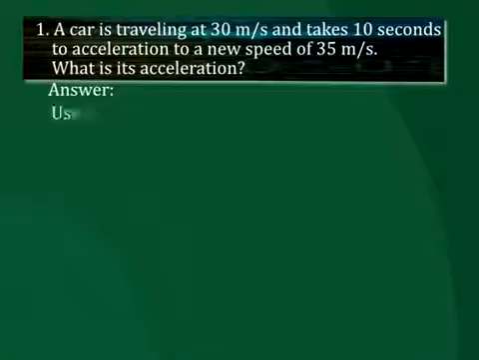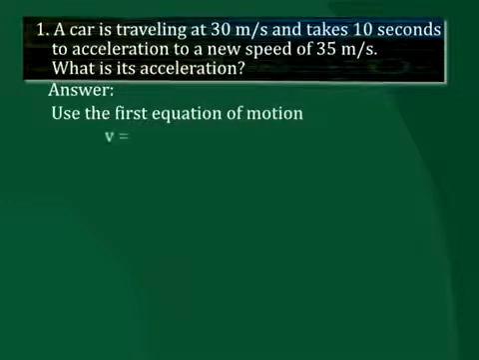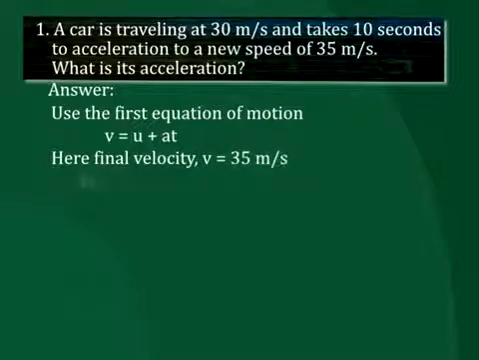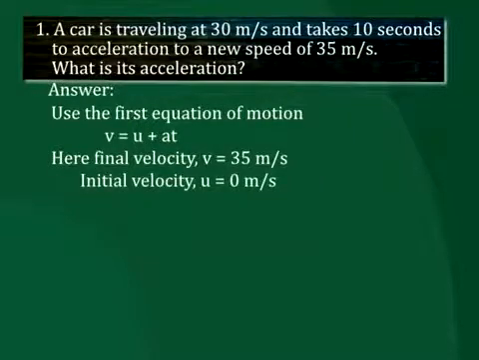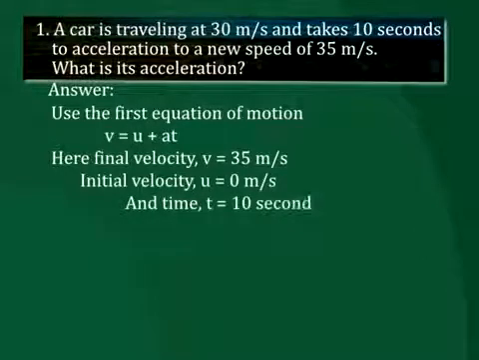A car is traveling at 30 meters per second and takes 10 seconds to accelerate to a new speed of 35 meters per second. What is its acceleration? Use the first equation of motion, v equal to u plus at. Here, final velocity v is equal to 35 meter per second, initial velocity u is equal to 30 meter per second, and time t is equal to 10 seconds.